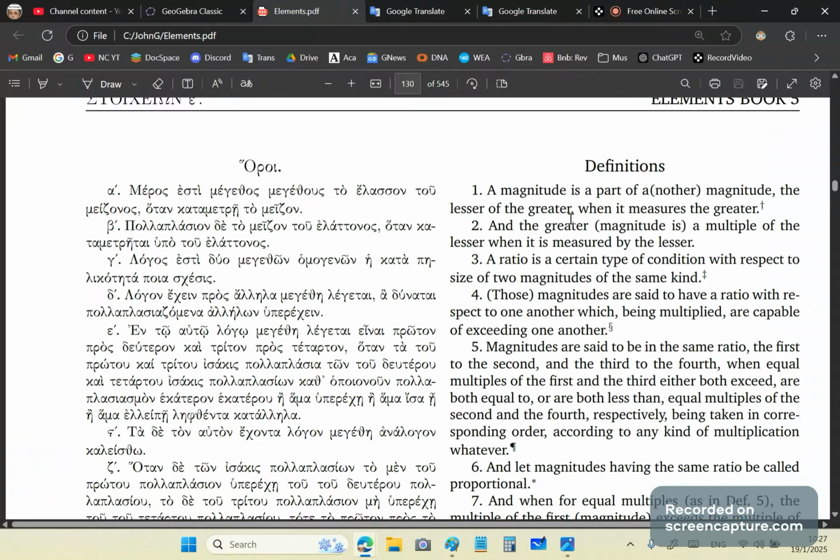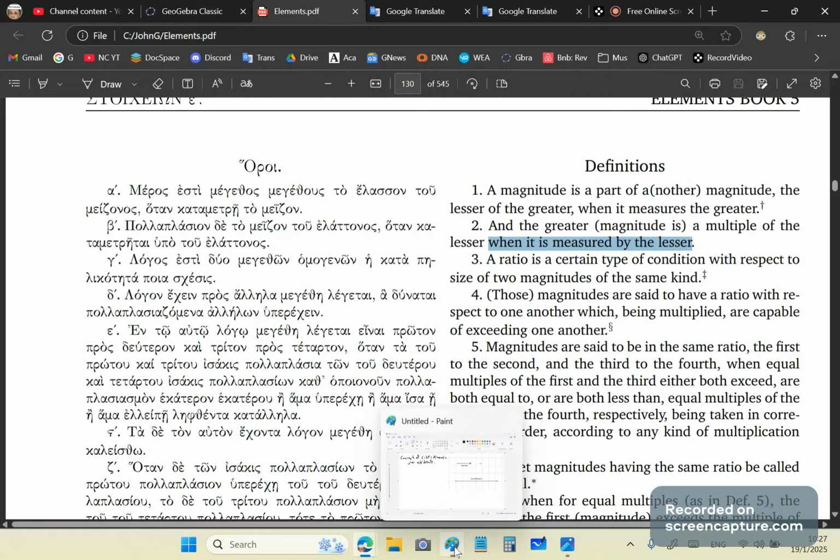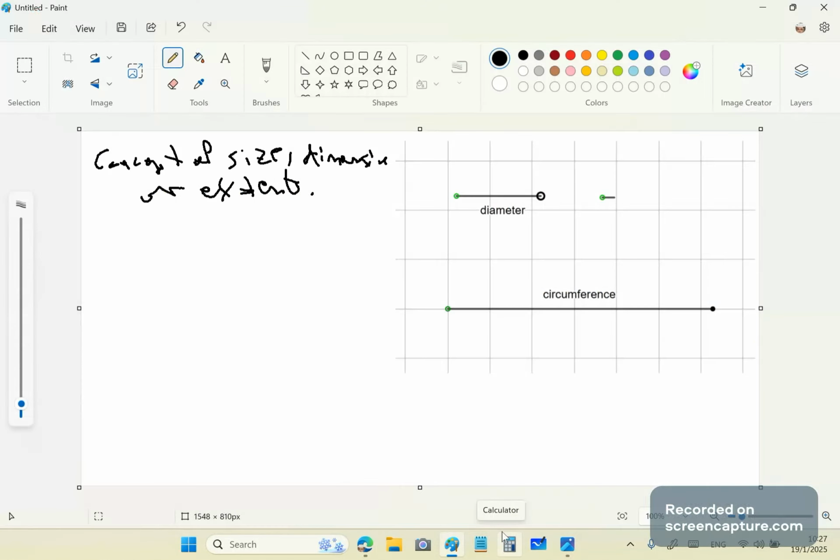Number two says, and the greater a multiple of the lesser. Now, by the way, multiple doesn't mean anything about multiplication. It is qualified by the second part, when it is measured by the lesser. So what this means is that if you have a straight line like this, let's get a straight line like this, just like that.